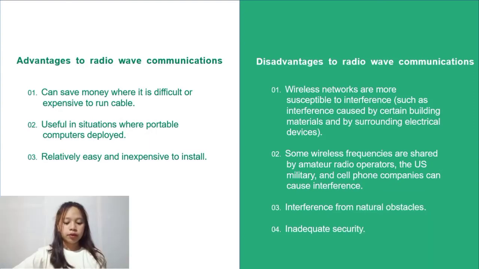Disadvantages of radio wave communication. 1. Wireless networks are more susceptible to interference, such as interference caused by certain building materials and by surrounding electrical devices. 2. Some wireless frequencies are shared by amateur radio operators, the US military, and cell phone companies, can cause interference. If madaming gumagamit, it can get overload.